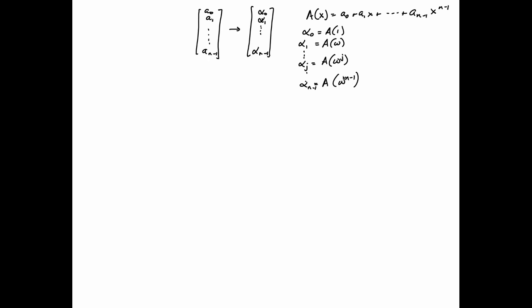Okay, so these omegas are primitive nth roots of unity. They are solutions to the equation x to the n equal to 1. And over the complex numbers, this has exactly n solutions: 1, omega, omega squared, through omega to the n minus 1.